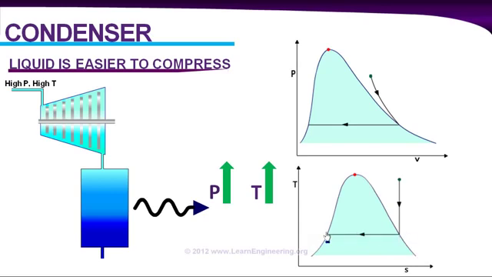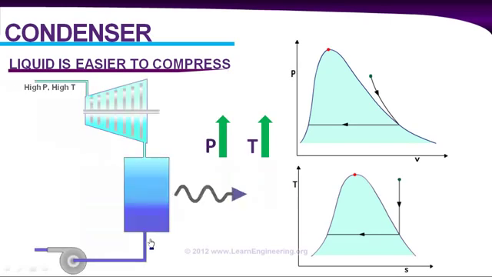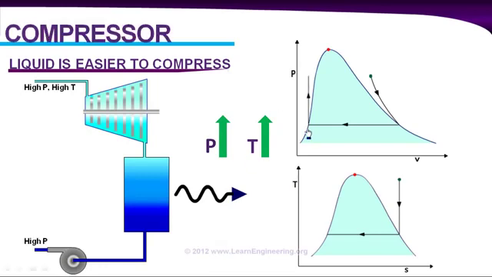So this is in TS diagram. Now the fluid is in liquid state. Now you can put a compressor and you can raise the pressure. Here it is. A compressor is connected right after the condenser. So you can see pressure rise in PV and TS diagram like this. Pressure has increased to the original state.